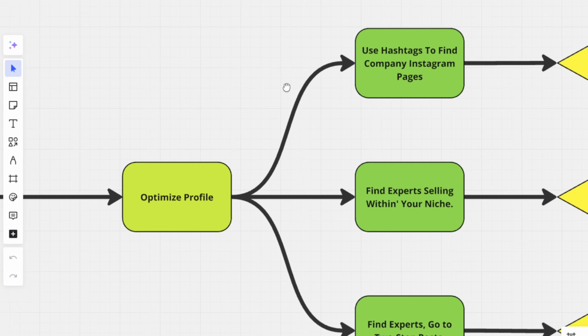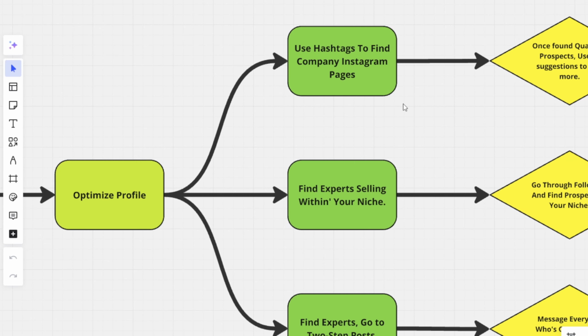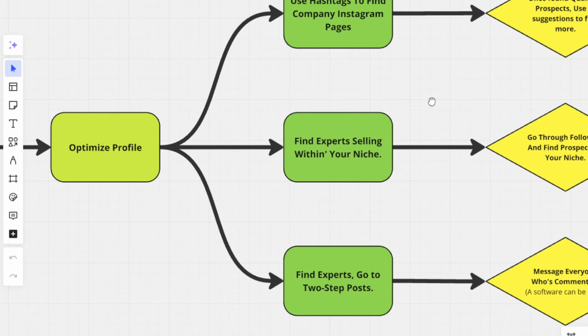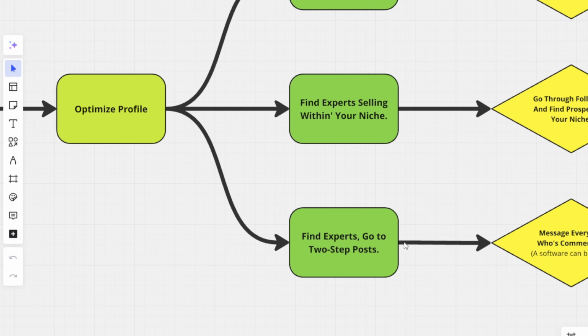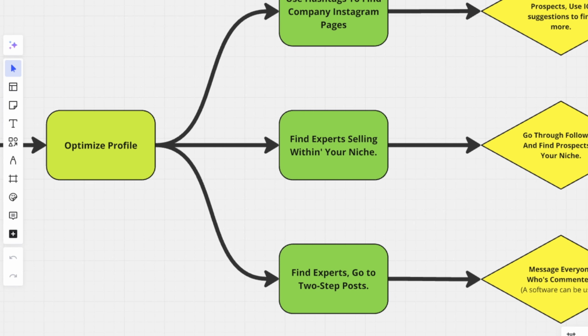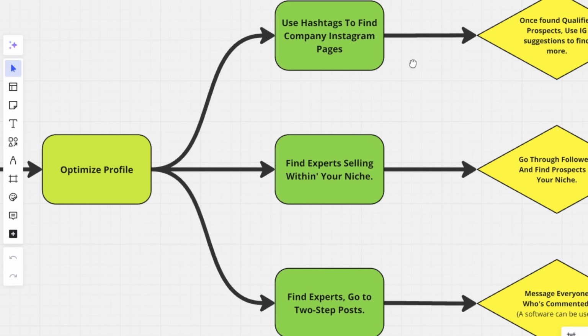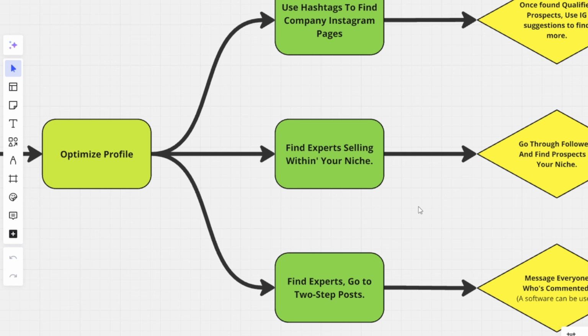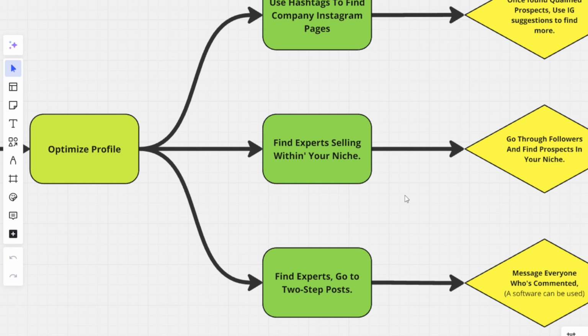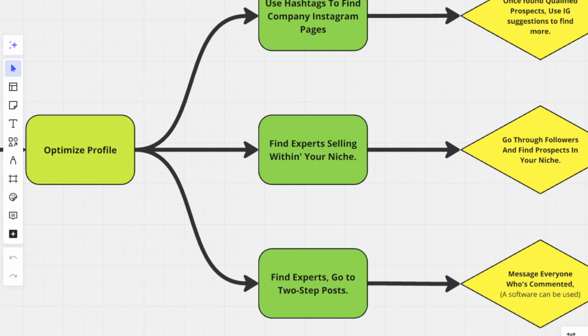Optimize your profile. Use hashtags to find company Instagram pages. Find experts selling within your niche. Find experts, go to two-step posts. Let's summarize this really quickly. You're going to use the hashtags to find company Instagram pages within your niche. Use the Instagram suggestions to find more people that will be interested in the same thing, in the same niche that you're in. Find experts selling within your niche. You need to find other experts that are selling within your niche. Go through their followers and find possible prospects in your niche.